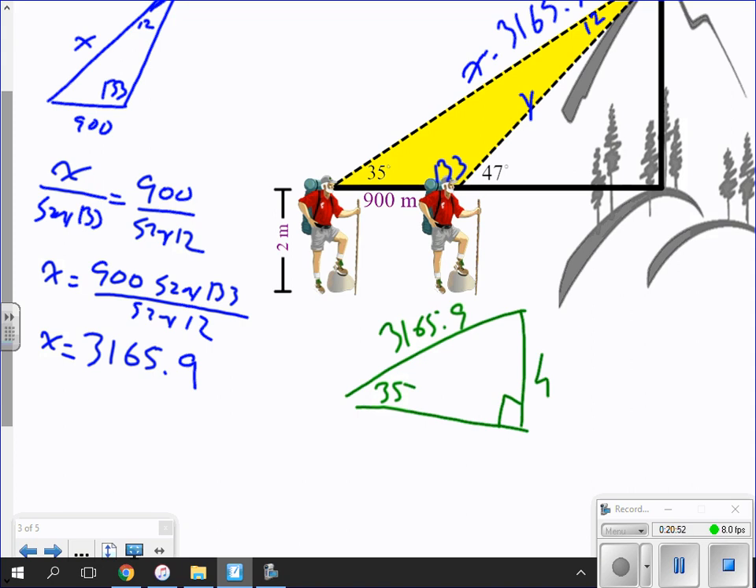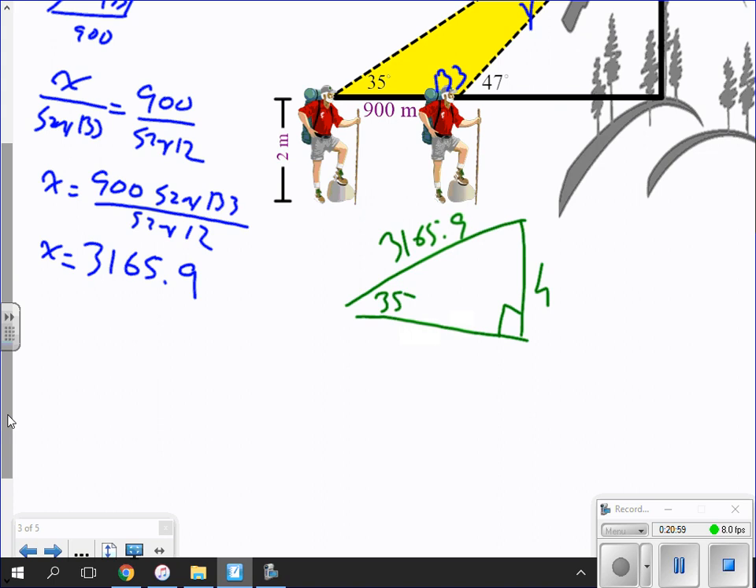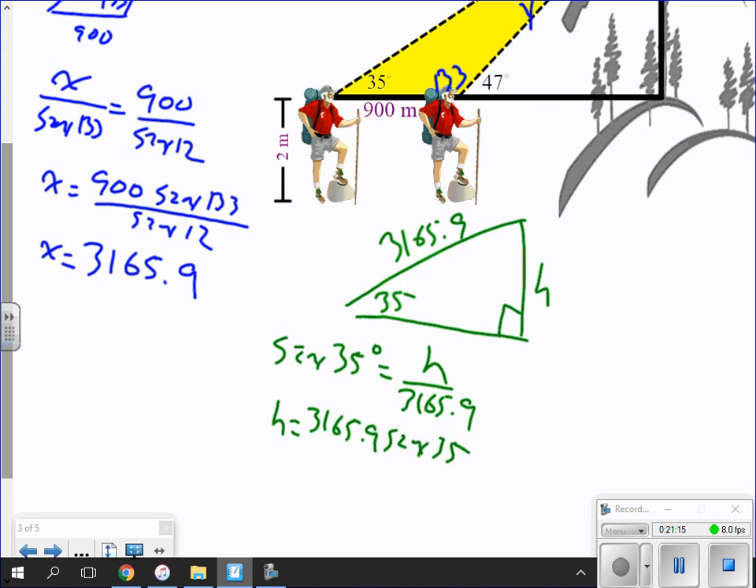That's why we kind of ignore the law of sines when we do this stuff. Okay, it does actually work, but we don't. When you have a right triangle, use your right triangle trig. Don't mess with the law of sines. Just use that for non-right triangles. So that means the sine of 35 degrees is h over 3165.9. The height is 3165.9 times the sine of 35, which gives us h as 1815.9.